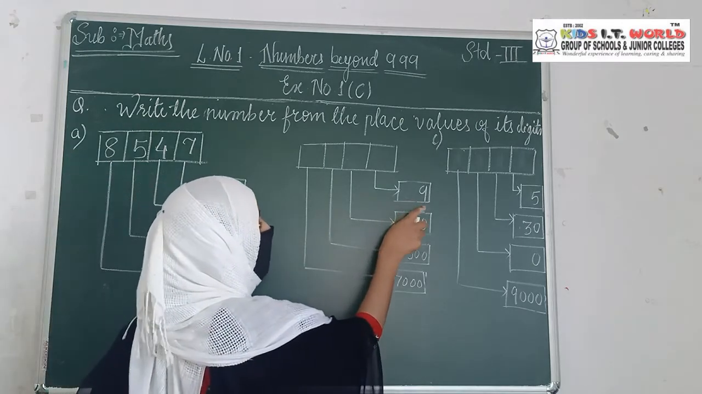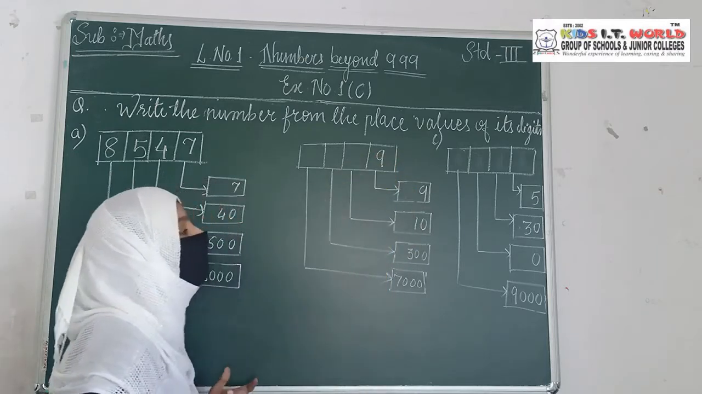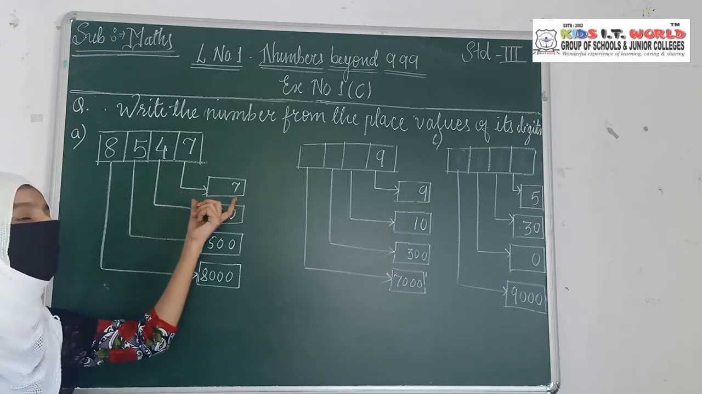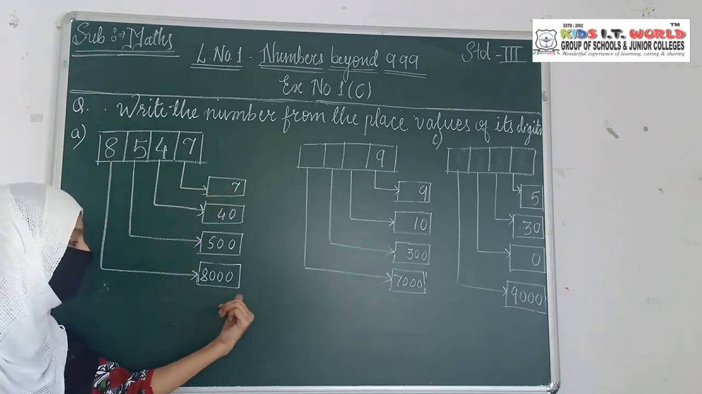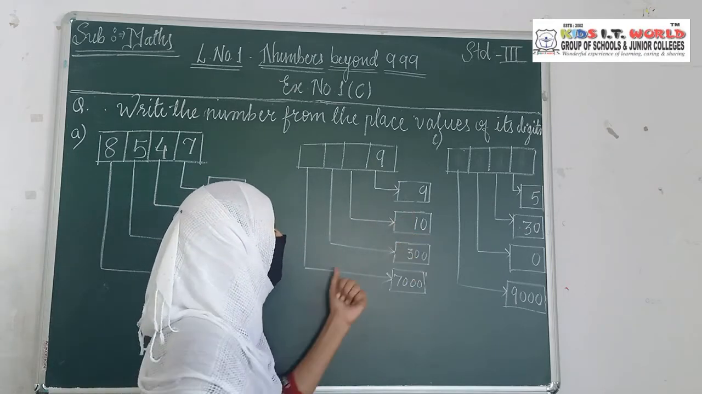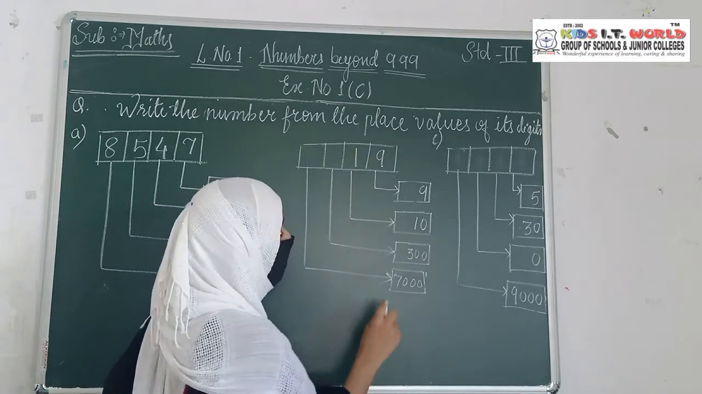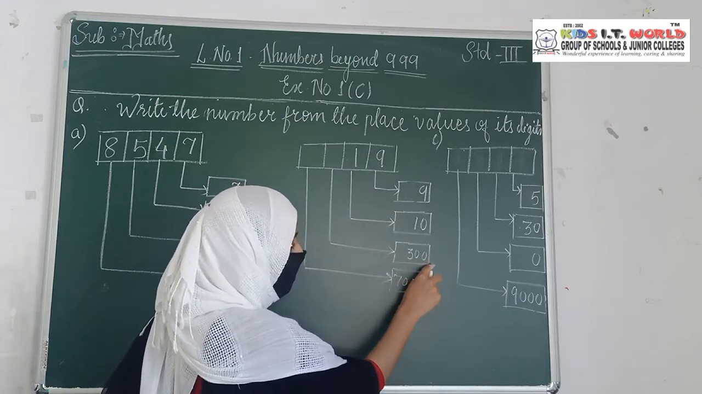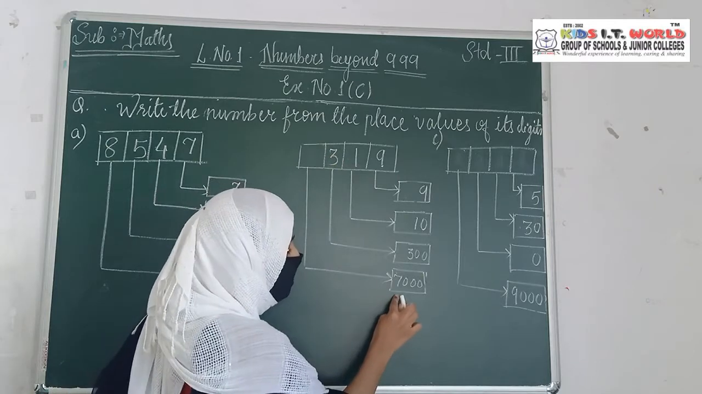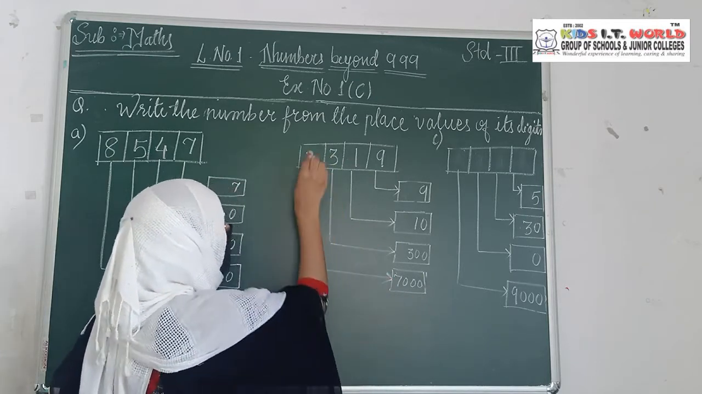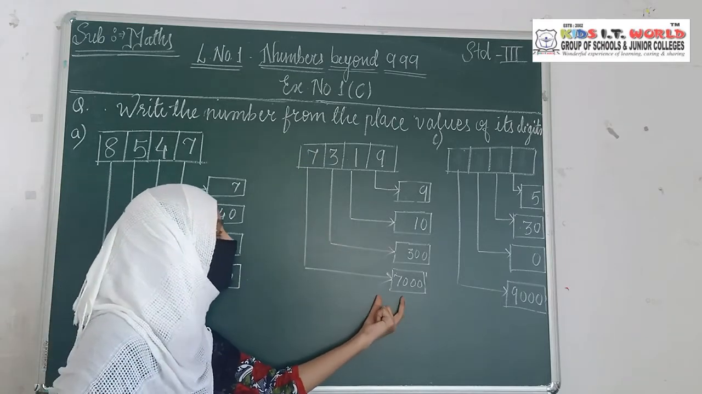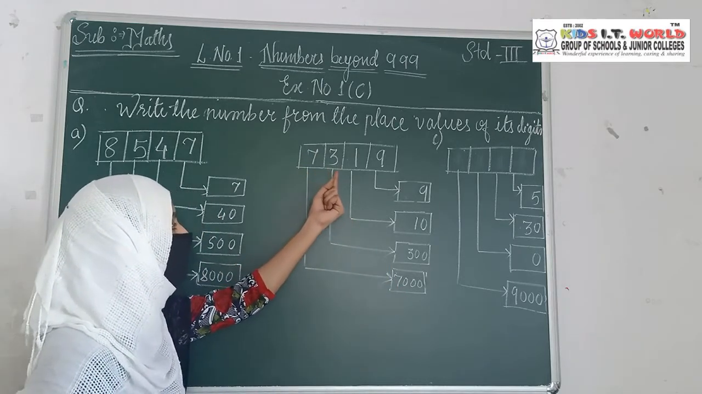On the ones place we are having 9. Whenever you are converting the place value of a digit into the number, you have to start writing from the ones only. You can't start from thousands. Now on the tens we are having 10, so we will write 1. On the hundreds we are having 300, so we will write 3 on the hundreds column. And on the thousands we are having 7000, so in the thousands column we will write 7. So we got the number from the place value digits, 7319.